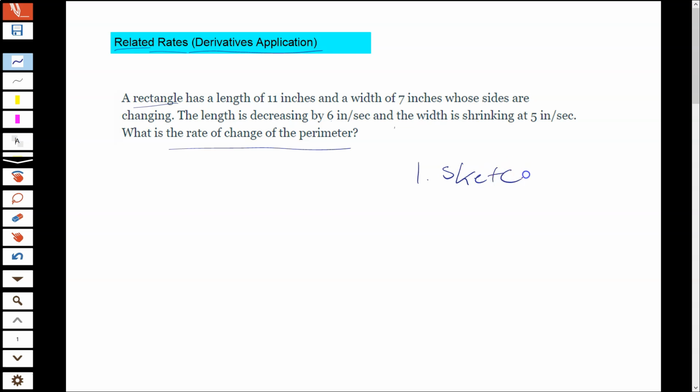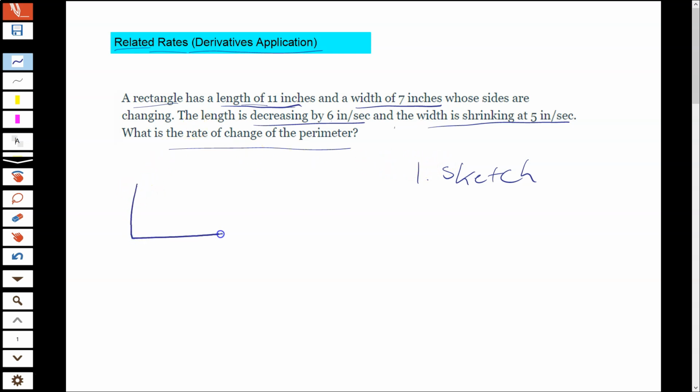So to draw a sketch, I'm going to read all the words. A rectangle has a length of 11 inches and a width of 7 inches. And if you had this on paper, you would annotate, right? Whose sides are changing. So this is the calculus part, right? We're adding in this rectangle that's growing or shrinking. The length is decreasing by 6 inches per second, and the width is shrinking at 5 inches per second. What is the rate of change of the perimeter? Okay, so that's my question.